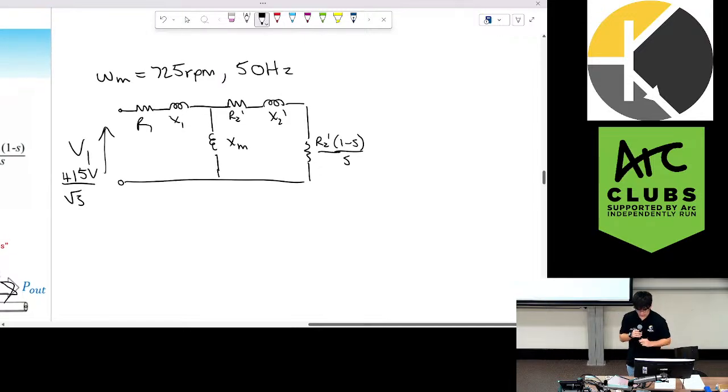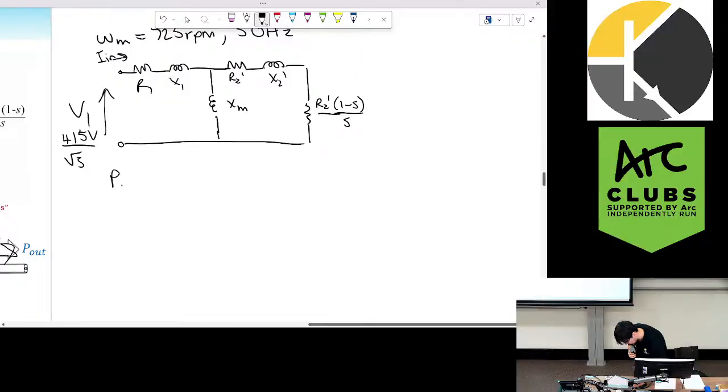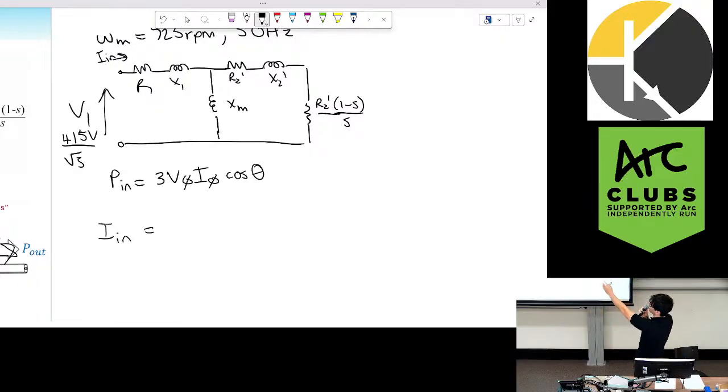So first thing to do is we need to find input power. So to find input power, we need to find input current. So P in is going to be, because we're in three phase here, we need to do root 3. Actually, we're dealing with phase, so let's do it in phase. So we have 3 V phase, I phase, cos theta. So we need to find I in. So I in will be all of the impedance of this circuit over the voltage. So we have V1 over.